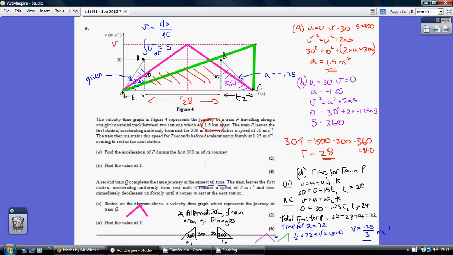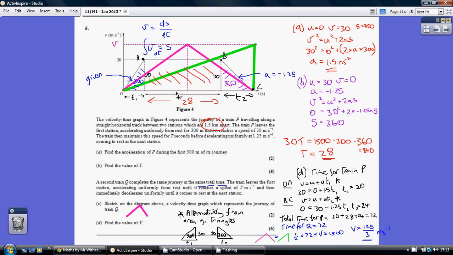So how do we do that? Let's start off with this triangle. That area there, that distance travelled, is 300. That's given. Now to work out this distance travelled here, we need to do another SUVAT, which I've done here, giving us distance travelled is 360. So that's the area of this triangle. So the area of the red rectangle is the area of the total shape, 1,500 minus 300 minus 360, which is 840. Divide that by the height of the rectangle, 30, gives us the length of the base, t, which is 28. Now for part C, the answer is that pink triangle here.